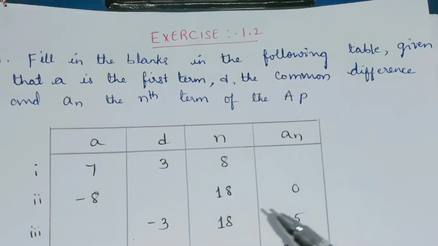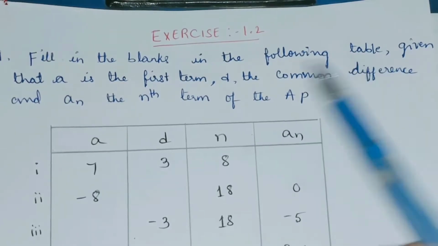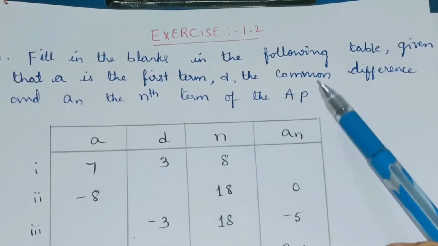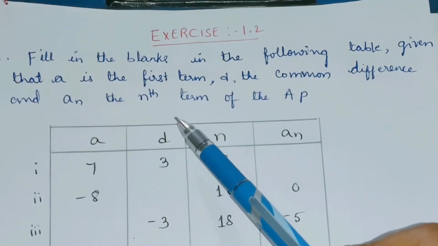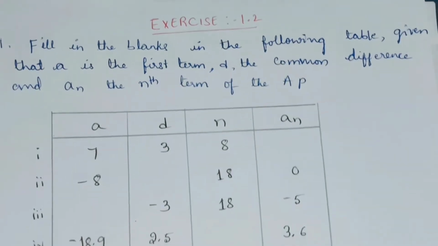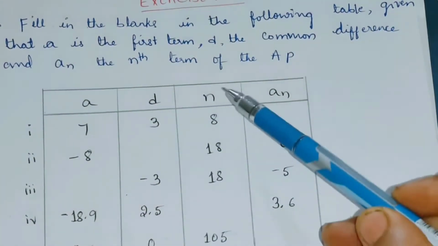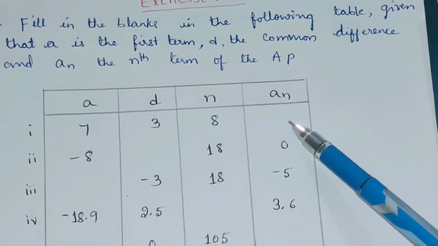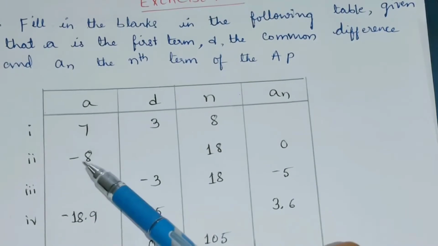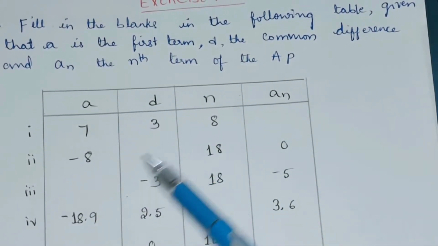The question given is, fill in the blanks in the following table, given that a is the first term, d the common difference, and an the nth term of the AP. If you look at the table, a, d and n are given. Find out an in question number 1. In question number 2, an is given. You have to find out d.